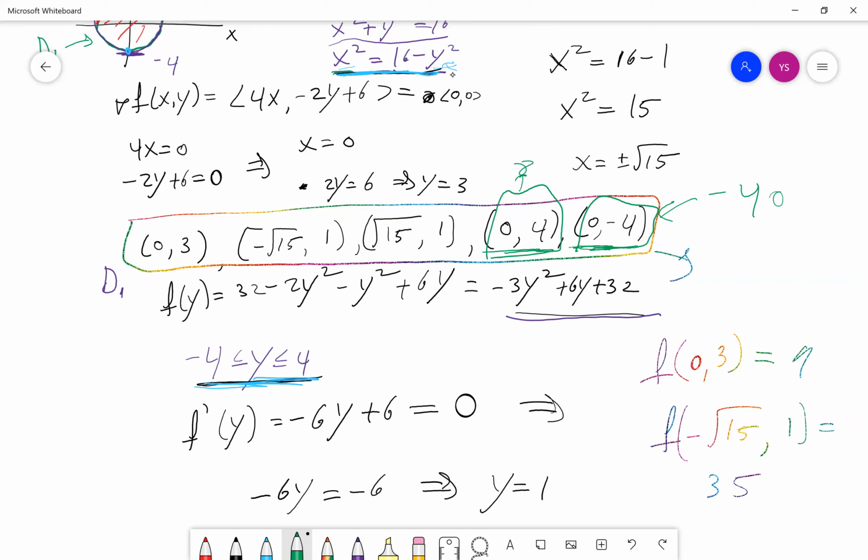Any questions? Yeah. So if we did solve it using the X instead, we wouldn't have done those critical points. But no, you would. You would get these critical points, yeah. I mean, you can try it. Okay, any other questions?